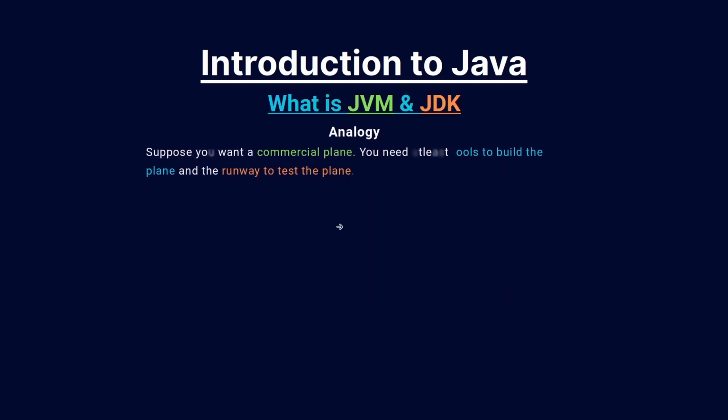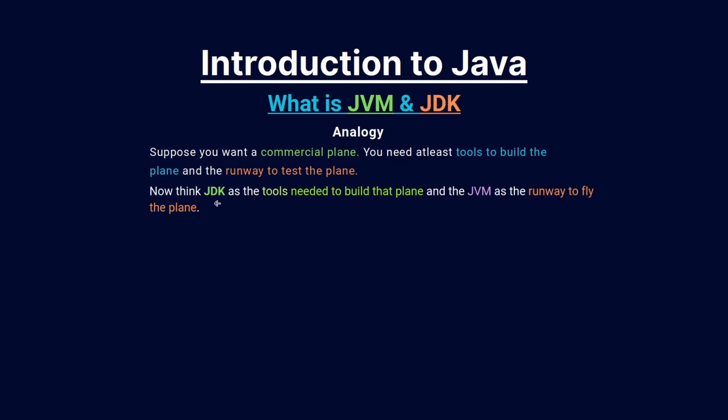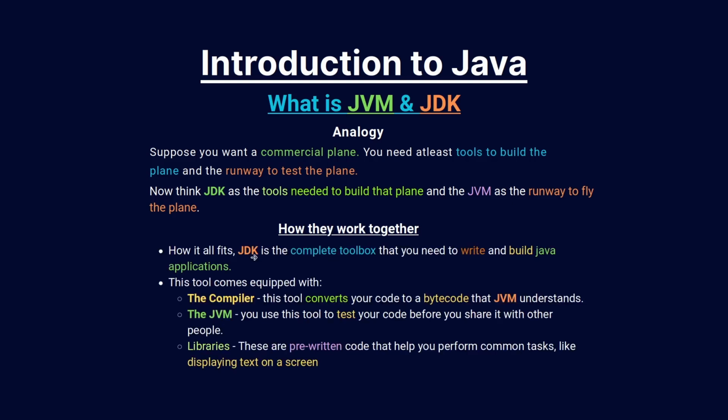Okay, now let's see what exactly is this JVM. Let's start with an analogy. Suppose you want to build an aeroplane. Now you need at least tools to build the plane and the runway, where you can test the plane. Think of the JDK, which is another keyword. JDK stands for Java Development Kit, which you are gonna see more about in a short. Now think of it as the tools that you need to build the plane, and the JVM as the runway or the airfield where you will test the plane. Now how do they fit all together?